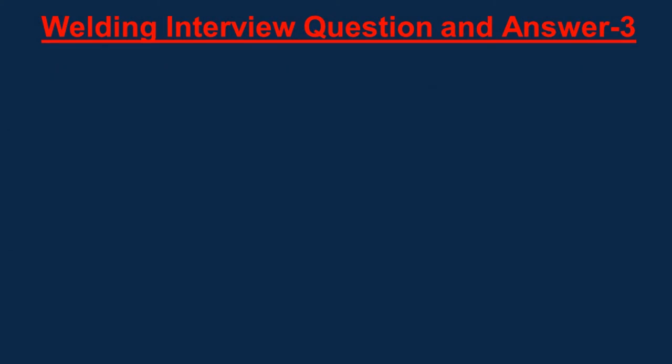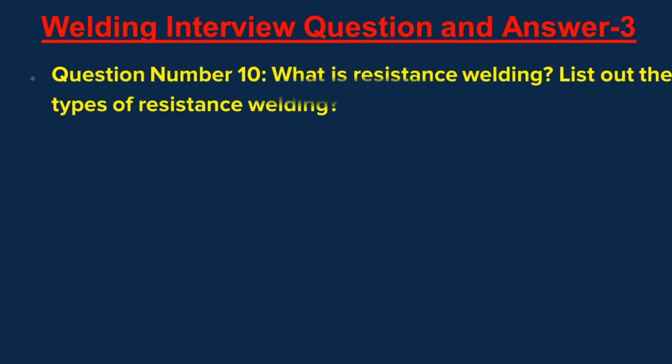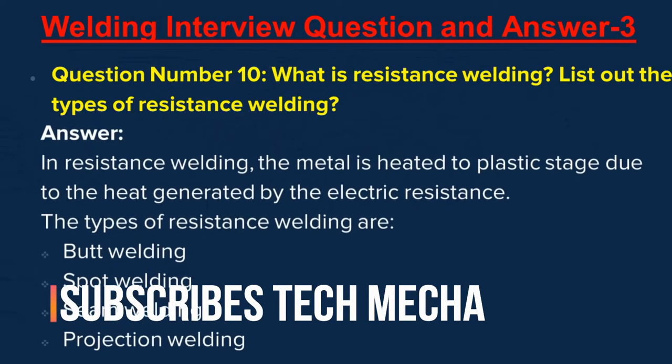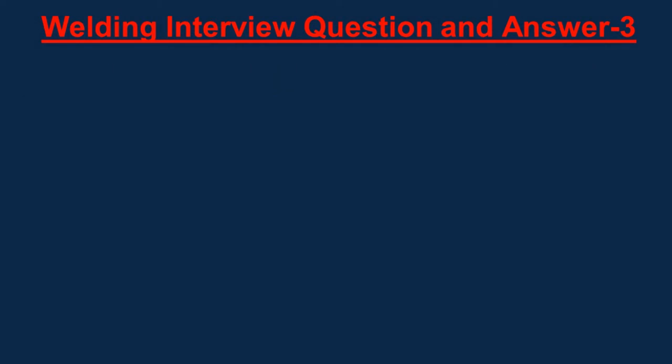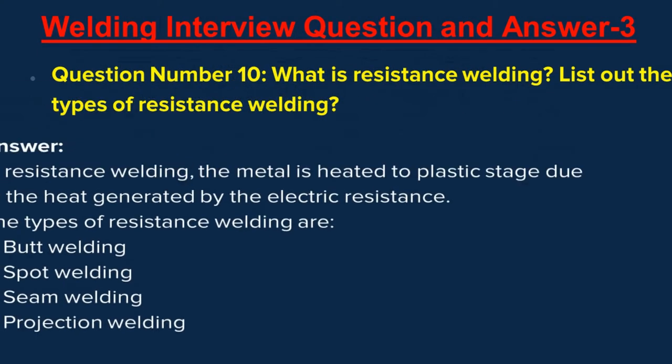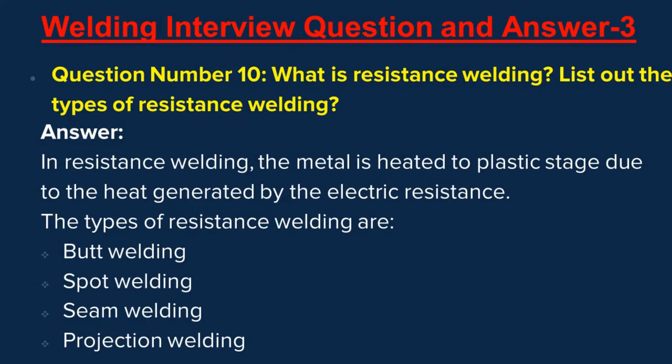Question number 10. What is resistance welding? List out the types of resistance welding. Answer. In resistance welding, the metal is heated to plastic stage due to the heat generated by the electric resistance. The types of resistance welding are butt welding, spot welding, seam welding, projection welding.